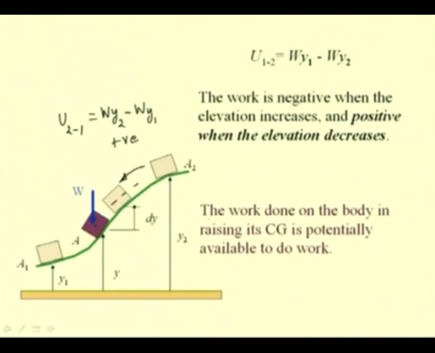So, that is what we say, that the work done on the body in raising its CG is potentially available to do work. Whatever work was used to raise this body from this location, say A1 to A2, which was the negative work, that means it is supplied externally to this system, is potentially available to do work. So, when the body drops from position 2 to 1, this is a positive work, or the work is available to do work, and that is why we call it potentially available to do the work.